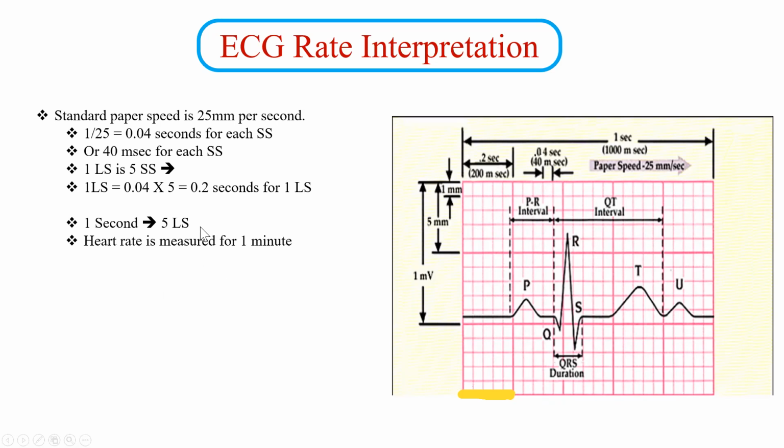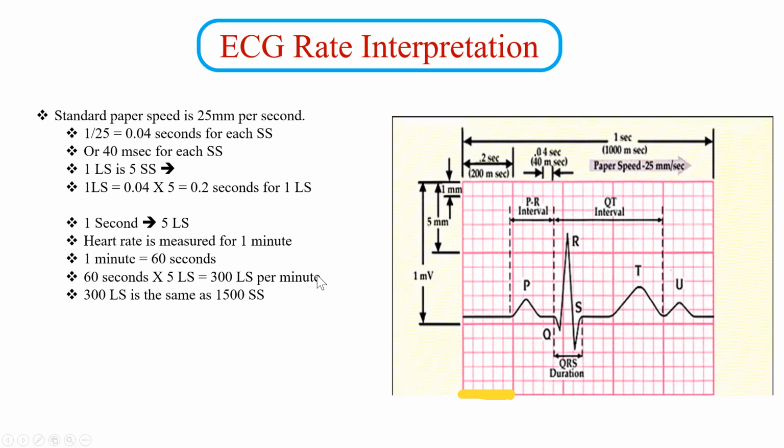Now, when we determine the heart rate, it is measured for 1 minute, right? When we say like 70 beats per minute, the unit that is used is not second, it's minute. Now, each second we eject 5 large squares. So during 1 minute, I'm going to eject 300 large squares, because each second the ECG machine is ejecting 5 large squares, and in each minute I have 60 seconds, meaning that 60 multiplied by 5 equals 300 large squares per minute. This is important.